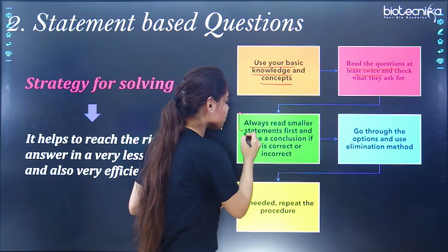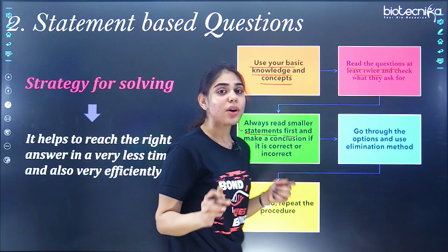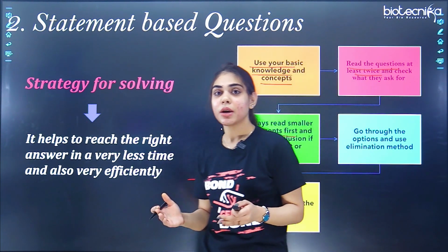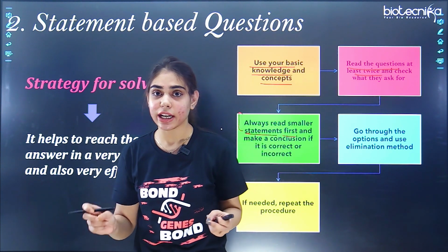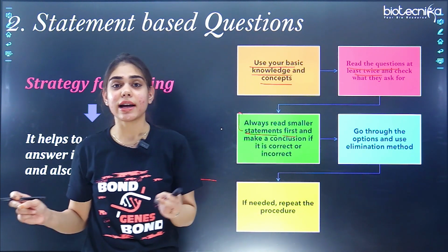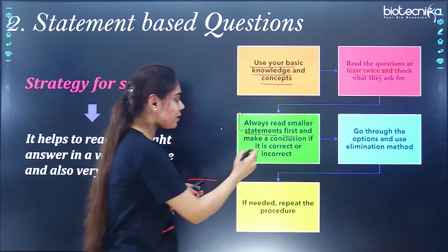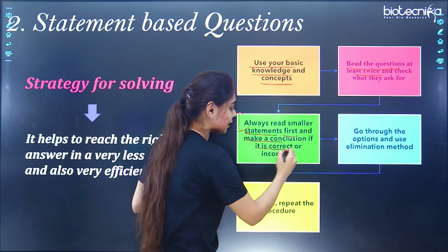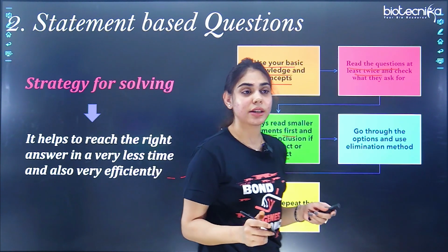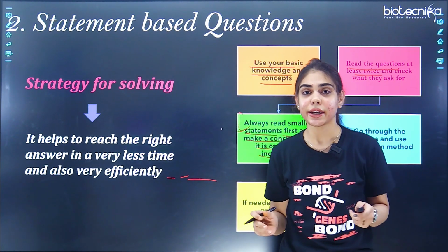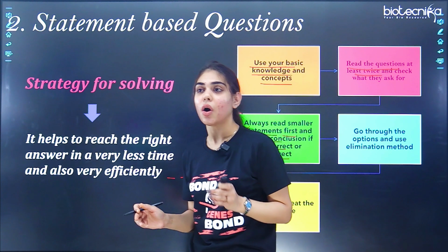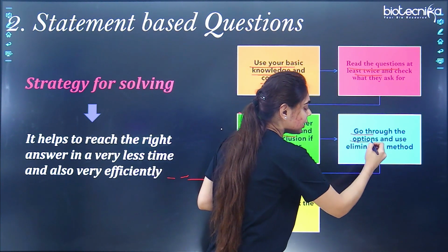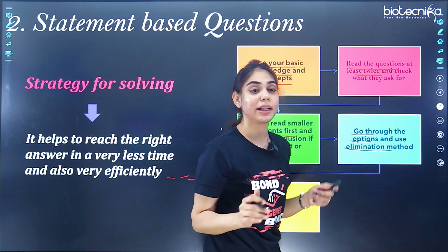Always try to read the smaller statement first. Why do you have to read the smaller statement first? Because it will save your time. Because if you are reading the smaller statement, you can reach the final answer very quickly. So it is important to read the smaller statement first, which makes a conclusion whether it is correct or incorrect. After reading, just try to make out whether it is a correct statement or incorrect. Now go through the options and do an option elimination method for it.